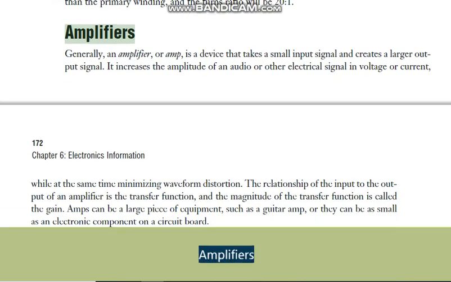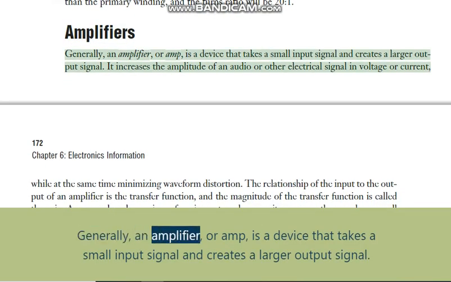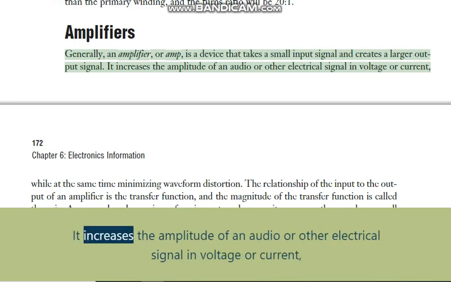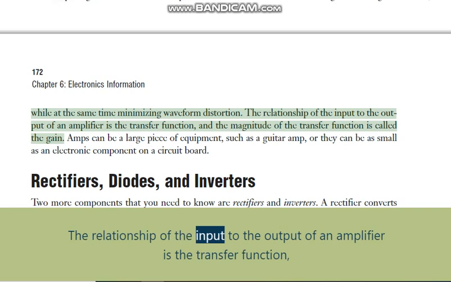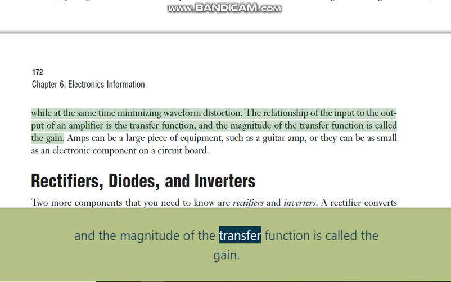Amplifiers. Generally, an amplifier, or amp, is a device that takes a small input signal and creates a larger output signal. It increases the amplitude of an audio or other electrical signal in voltage or current, while at the same time minimizing waveform distortion. The relationship of the input to the output of an amplifier is the transfer function, and the magnitude of the transfer function is called the gain.